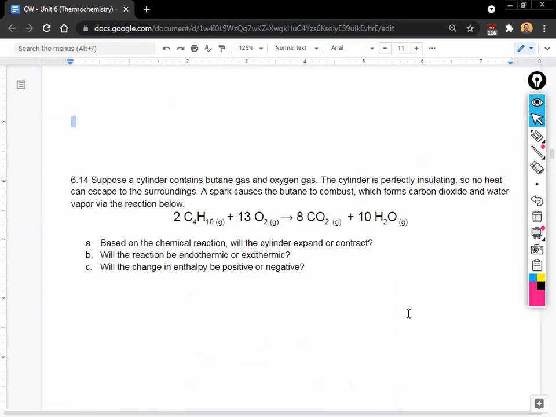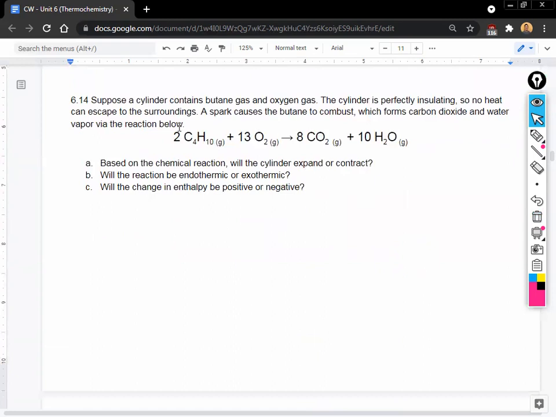So a lot of this is going to be conceptual again, but let's look at this system as well. Okay, 6.14. So you got a cylinder that contains butane and oxygen gas. And you got the formulas right here. This is going to be butane, and this is going to be oxygen gas. The system is perfectly insulating, so you're not losing any heat. Yeah, go ahead. And then a spark causes the butane to combust. So based on the chemical reaction, is this cylinder going to expand or contract?